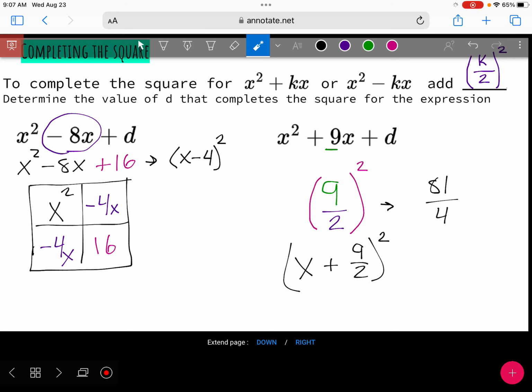Yes, dear? If we did the box, would we do the decimal? You could do the decimal. 9 halves being 4.5. 4.5 squared is still 81 fourths. It does not have to be a fraction. I am fine with decimals. It's just harder. It's a lot harder to simplify like that, but I'm cool with it. If you're down for decimals, go for it. Yes, dear. So for this one, the answer is the 81 over 4.